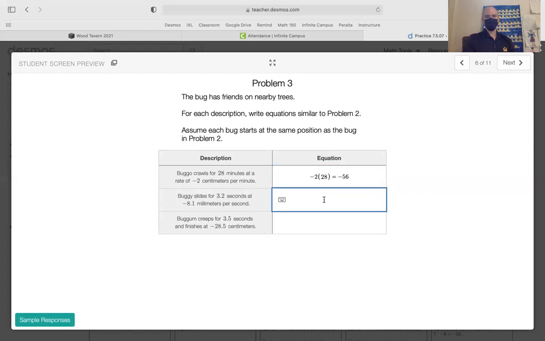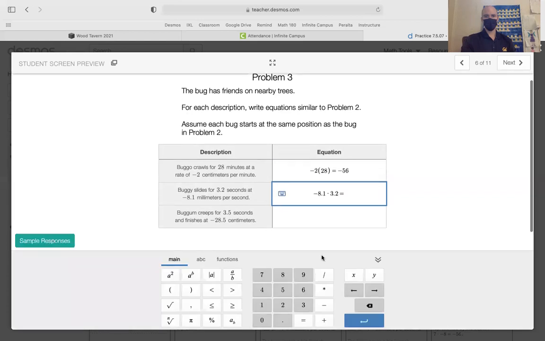All right, so the next one says buggy slides for 3.2 seconds at -8.1 millimeters per second. So I'm going to do the negative rate, -8.1, times, so I'm doing shift 8 to get this dot, 3.2. That's going to equal... I think if you type it into this calculator, it would have given me the answer. I'm actually surprised it's not giving me the answer already.